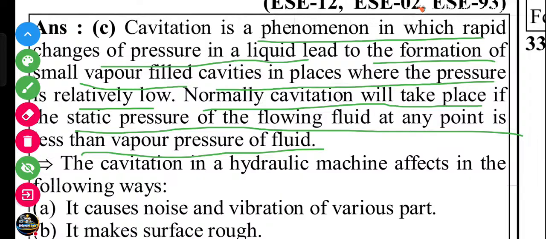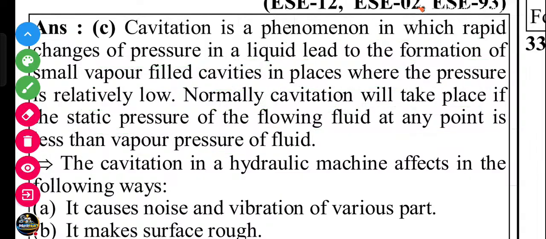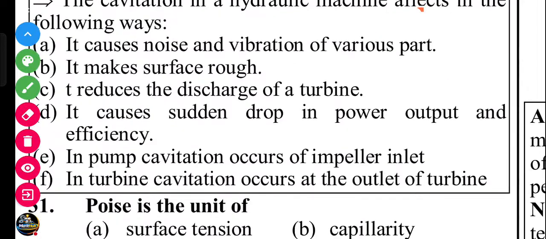The cavitation in a hydraulic machine affects in the following ways. It causes noise and vibration of various parts. It makes the surface rough. It reduces the discharge of a turbine. It causes a sudden drop in the power output and the efficiency. In a pump, cavitation occurs at the impeller inlet. In the turbine, cavitation occurs at the outlet of the turbine.